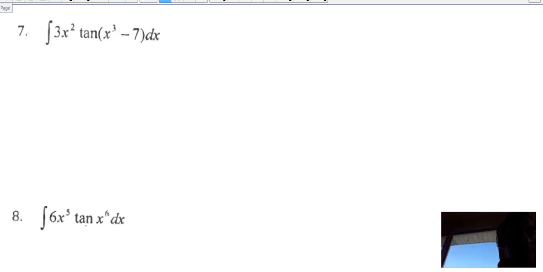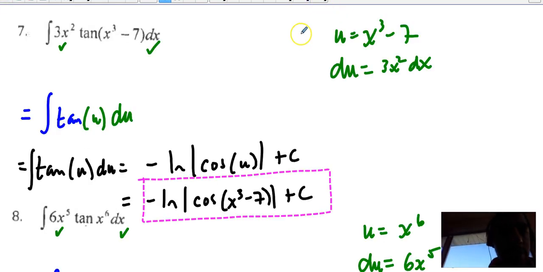Okay, so for number 7, I hope you got this. Hopefully you realize u is equal to x cubed minus 7, which du is equal to 3x squared dx. When you rewrite, you're going to get tan of u du. And the antiderivative of tan is negative natural log cosine of u. So you get negative natural log cosine of x cubed minus 7 plus c. Hopefully you got that one right.